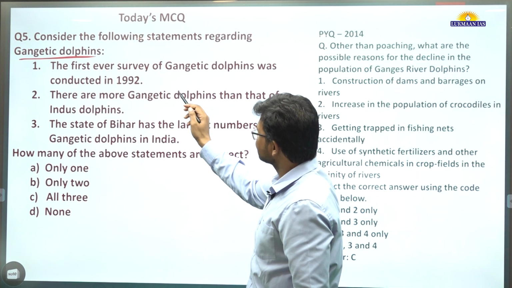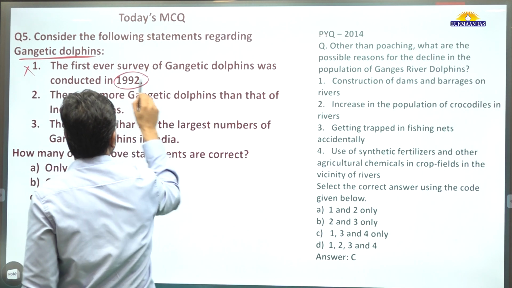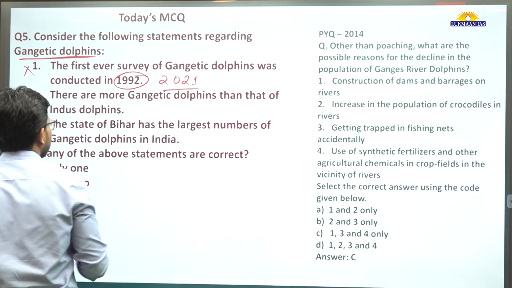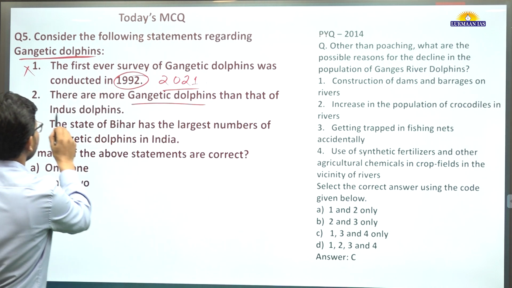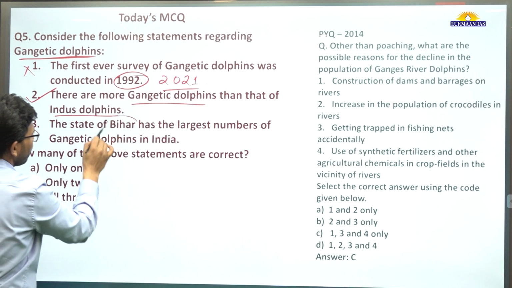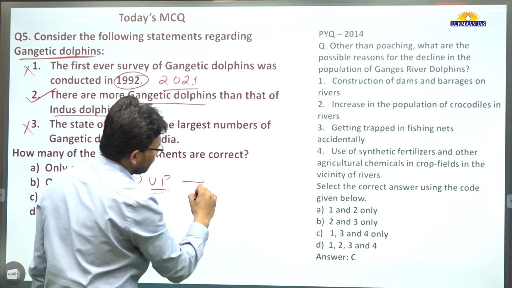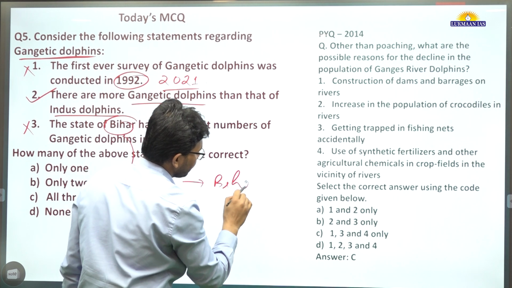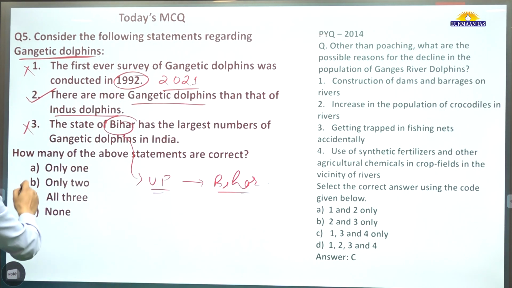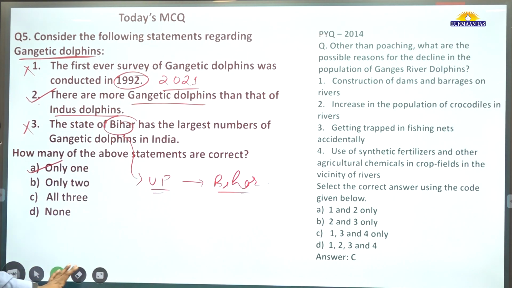It says the first survey of Gangetic dolphin was conducted in 1992. This statement is wrong. It was conducted in the year 2021. There are more Gangetic dolphins than Indus dolphins. This statement is right. The third statement is wrong because the state of UP has the most dolphins, followed by Bihar. So first is Uttar Pradesh, then Bihar. So only one statement is correct, which is the second statement.